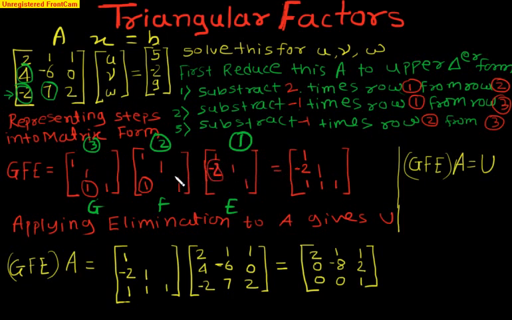Now the next step is, we have two options. You can multiply this matrix C to A, you will get 0 here. Then the resultant matrix will get multiplied by this F, you will get 0 at this point. Then the resultant matrix will get multiplied by G, you will get 0 at this position.